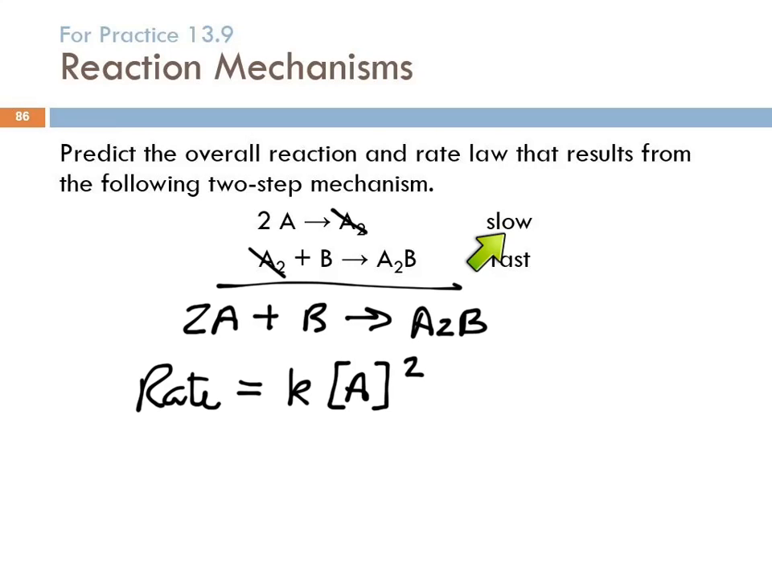If the first step is fast, then you have to do that looking at an equilibrium and rearranging and substituting in to get rid of the intermediate concentrations which cannot be measured.